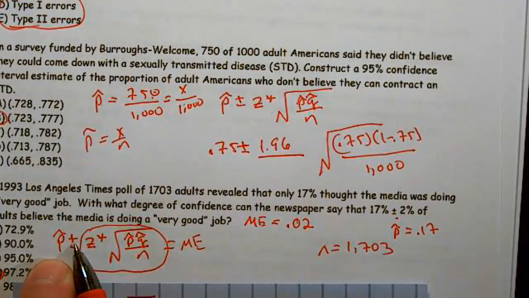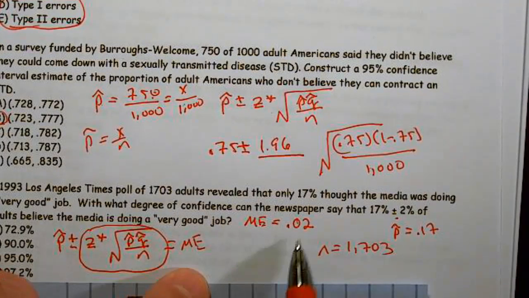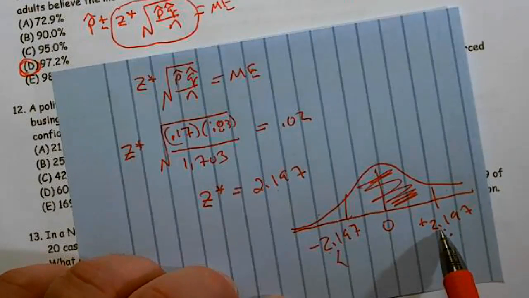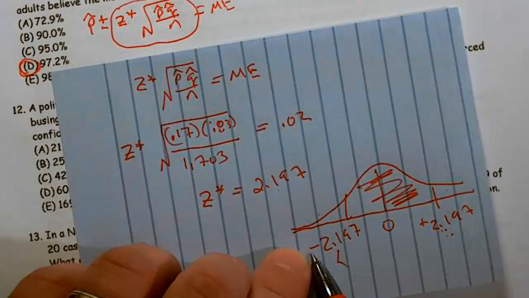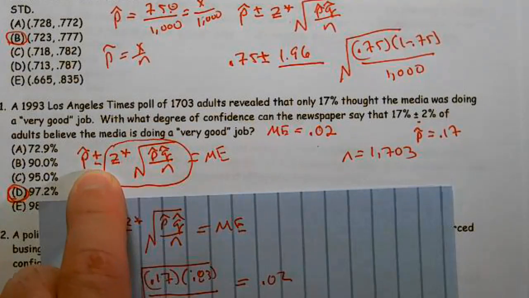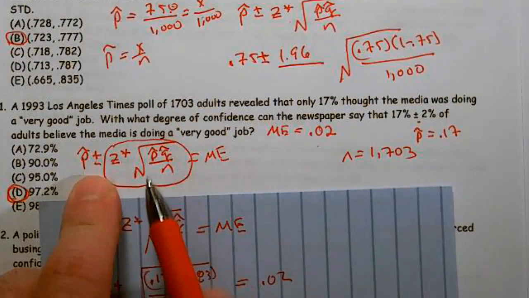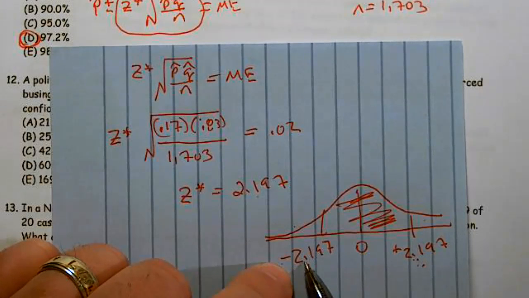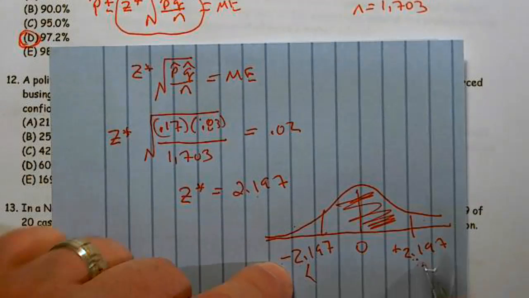Remember, our margin of error is a plus or minus value. So I worked it using a positive 0.02. But if I had used a minus 0.02, I would have gotten the exact same thing, but instead of positive 2.197, I would have gotten the negative 2.197. Because it's a plus or minus, I could have used negative 0.02 or positive 0.02, or have done both. In either case, I would have gotten negative 2.197 and positive 2.197.